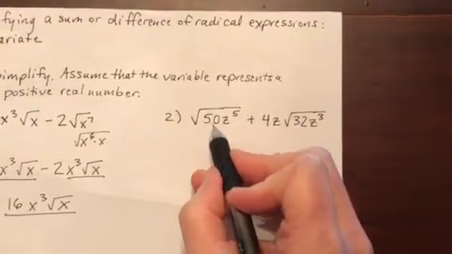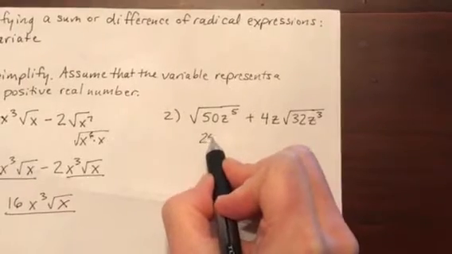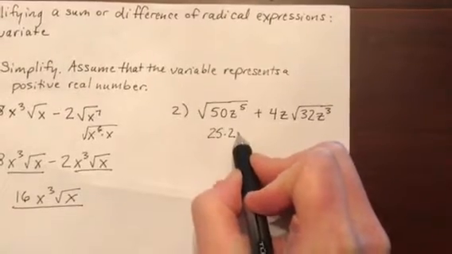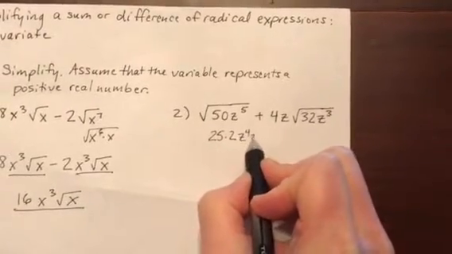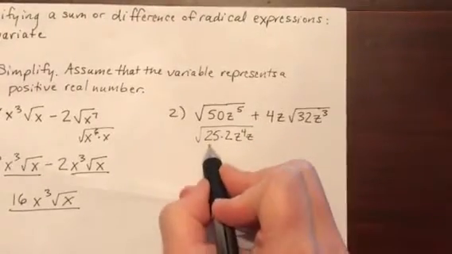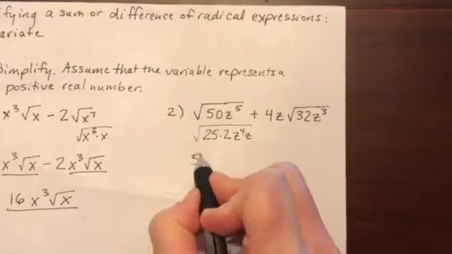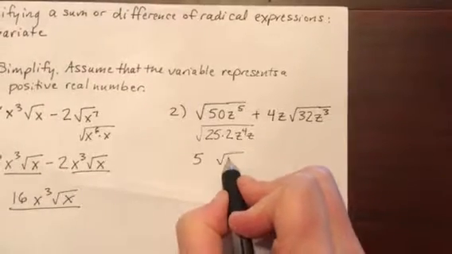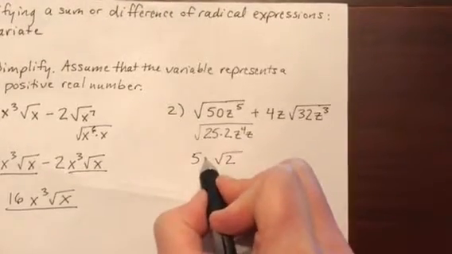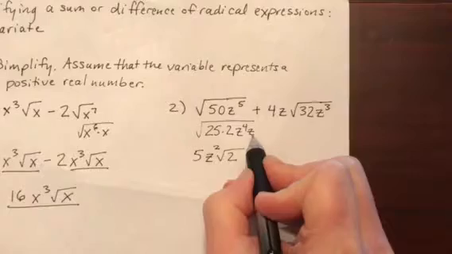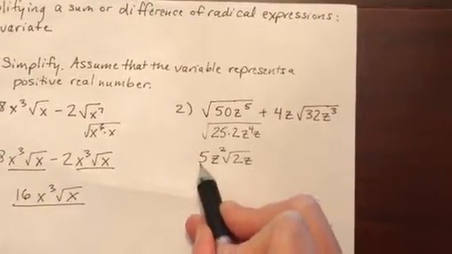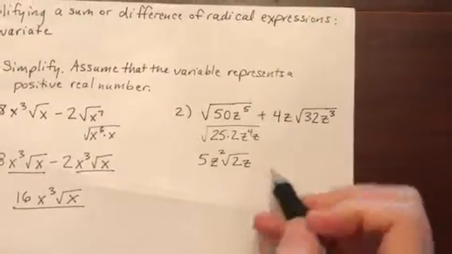50 is not a perfect square, but I could break 50 down into 25 times 2, and I could break z^5 down into z^4 times z. And so now the square root of these parts, square root of 25 would be 5. I would leave the 2 under the radical. The square root of z^4 would be z^2, so I can bring that out. And then just leave the z underneath the radical. And so this is my first term, 5z^2 root 2z.